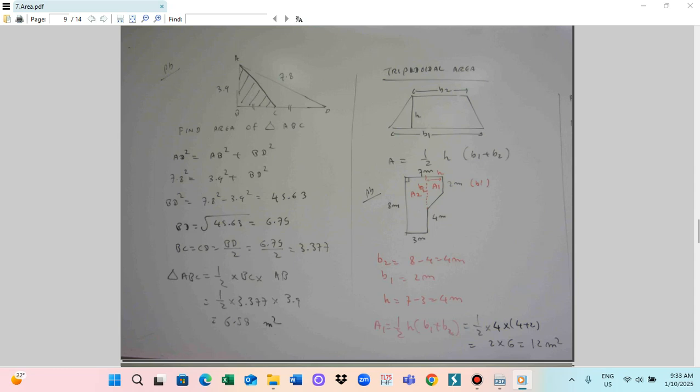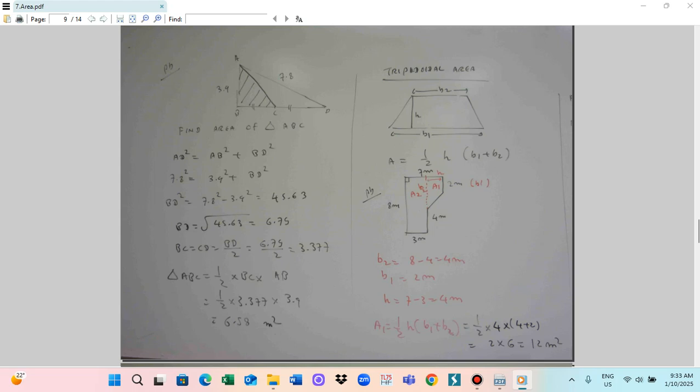Now the trapezoid area. This one is a trapezium, where this is the H, this is B1, and this is B2. The formula for the area is half multiplied by H and B1 plus B2. So this is the equation, and we can calculate the trapezium directly by this formula.